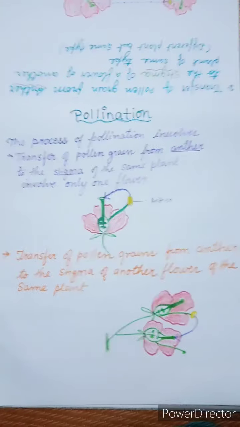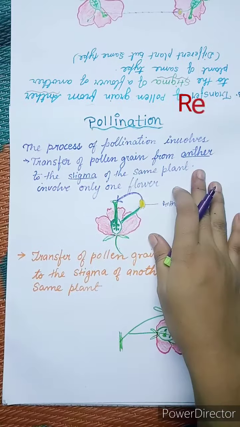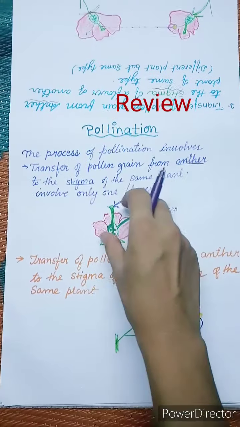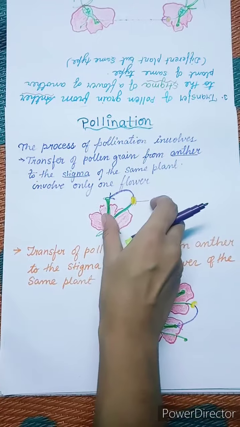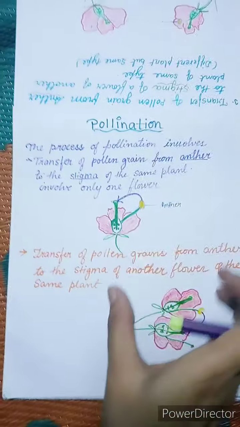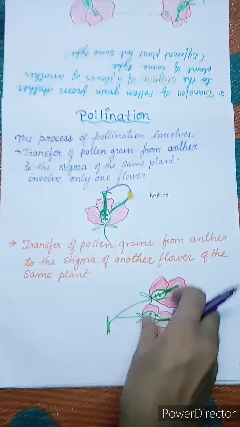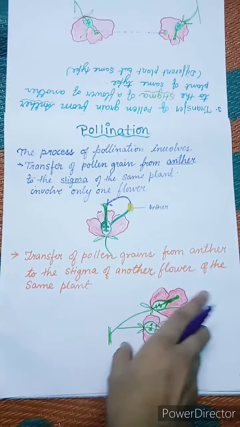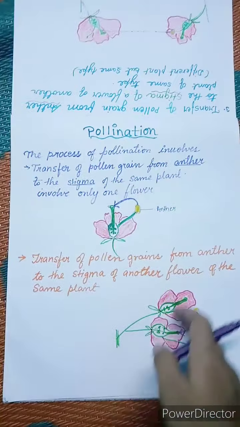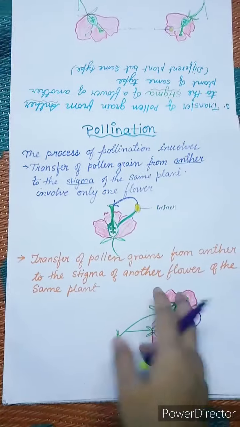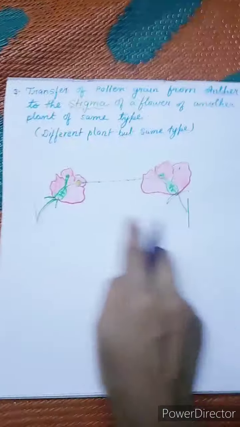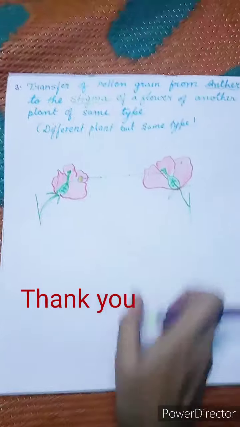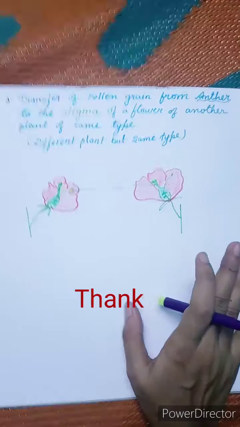We studied that pollen grain will be transferred from anther to the stigma of the same flower. Then we studied about the same plant but different flower, transfer from anther to the stigma of the same plant. And in the third part we studied two different plants but the same type of flower. So it was about pollination.